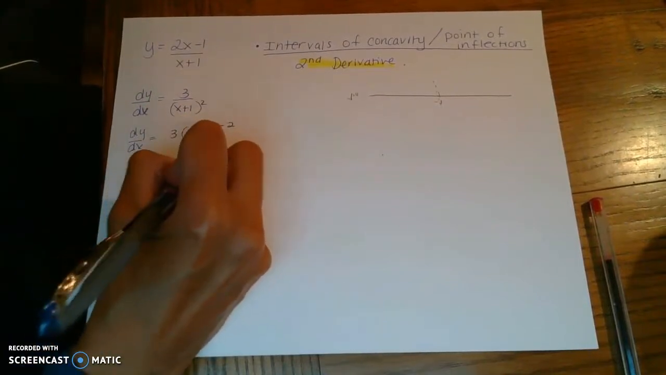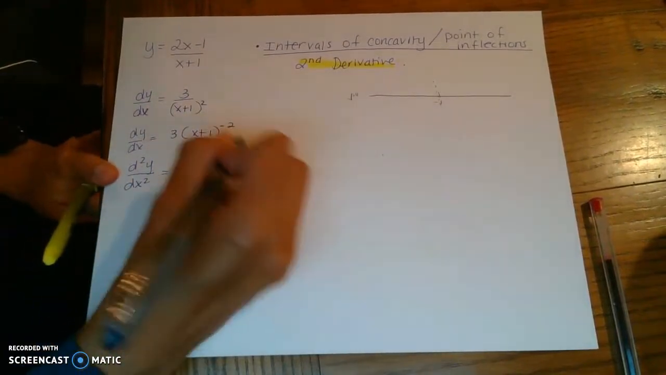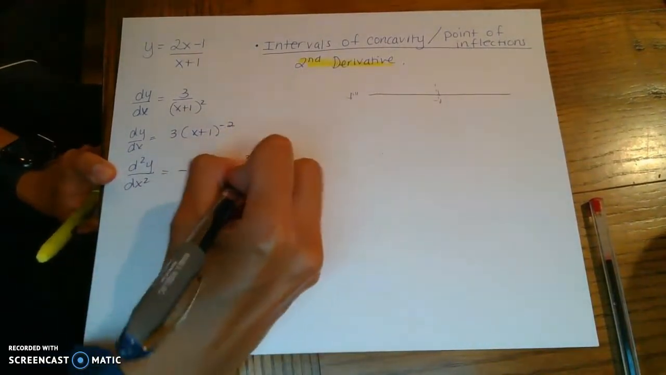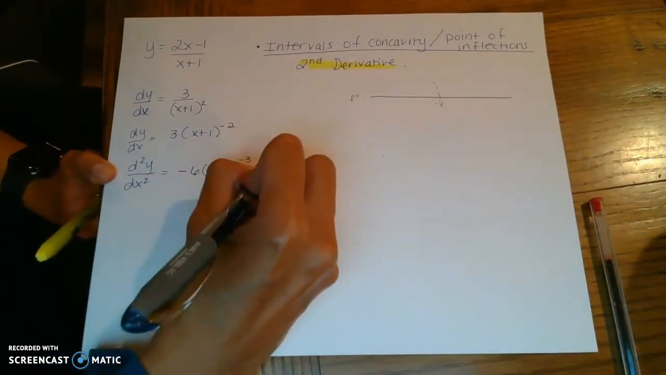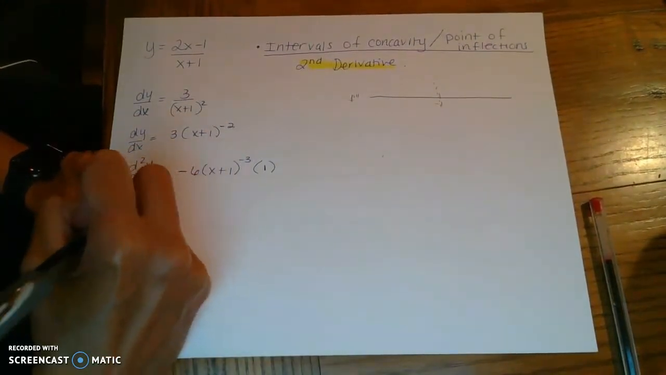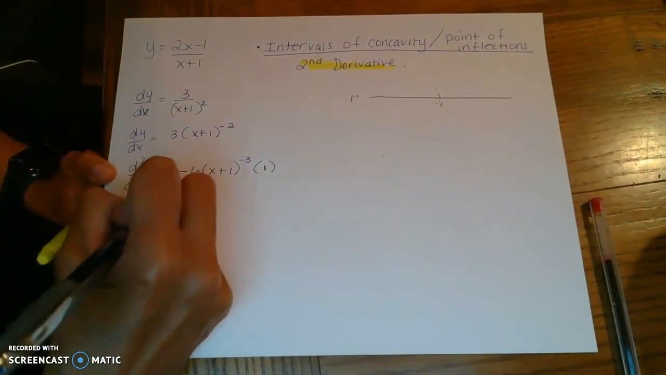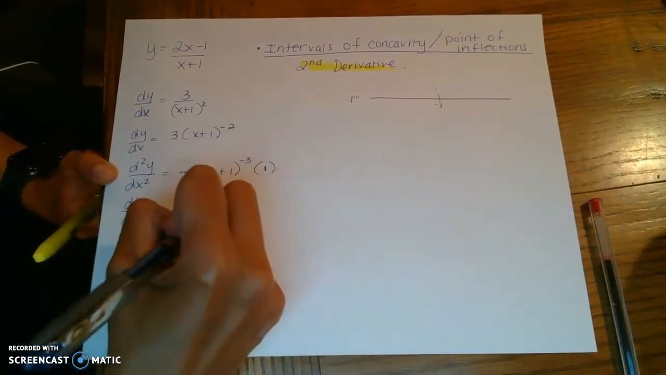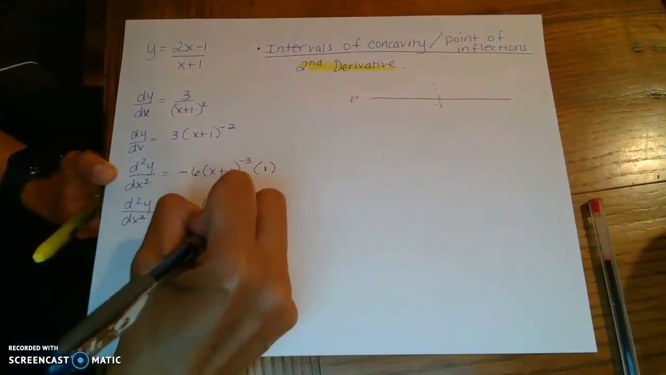So it's -6, rewrite the inside, drop this by 1. That's the derivative of the outside times the derivative of the inside, which just happens to be 1. So my second derivative, written without a negative exponent, is -6 over (x plus 1) cubed.